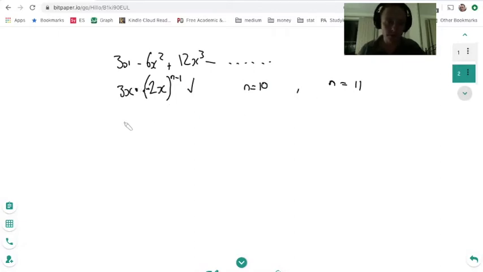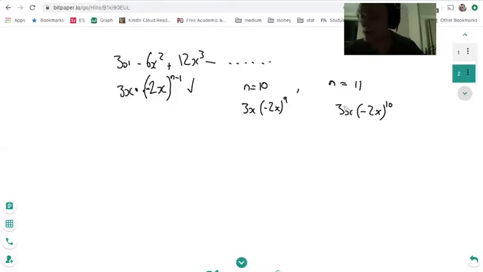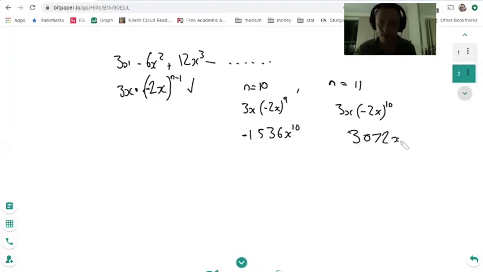Very good. So let's try. We have 3x negative 2x to the power of 9. We also have 3x negative 2x to the power of 10. Let us see what we have in the calculator here. So 2 to the power of 9 times 3. Over here, I have 1536. This is going to be x to the power of 10, and this is a negative. Over here, I have 2 to the power of 10 times 3. I have 3072 x to the power of 11, and in this case, this is a positive.